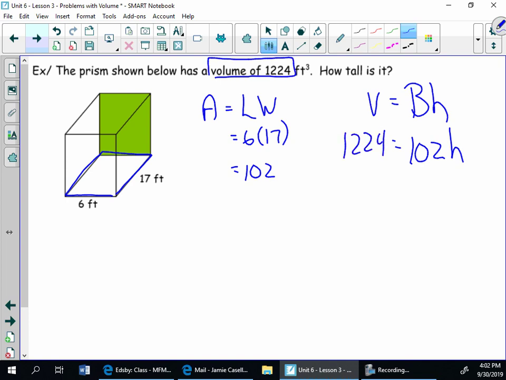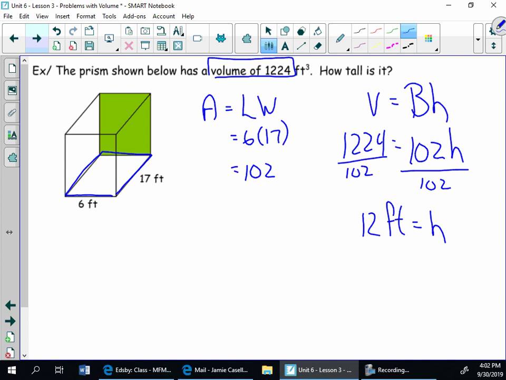This is where algebra skills come into play. I want to get h by itself. I don't want 102 h's, so I divide it out. If I divide one side, I got to divide the other side. And h comes out to 12 feet. So I'm going to treat this like any other problem. Area, and then volume. But the trick is now I'm going to know the volume. We have to solve for a missing piece.